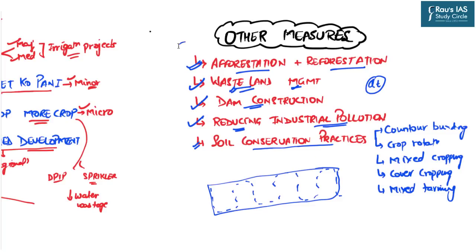So these are certain measures in addition to the Pradhan Mantri Krishi Sinchai Yojana, and along similar lines, some of these practices can also be made an integral part of the Mahatma Gandhi National Rural Employment Guarantee Scheme.